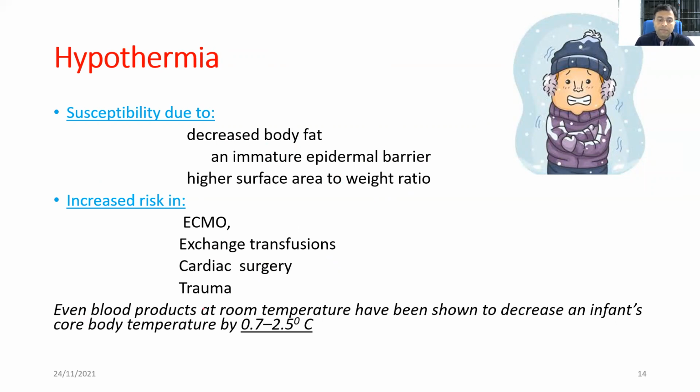It is known that even blood products at room temperature have been shown to decrease an infant's core body temperature by 0.7 to 2.5 degrees. So whenever you infuse cold blood direct from the refrigerator, the chances of neonates going into these hypothermic reactions are more common. So prevention is very simple. Use dedicated blood warmers.